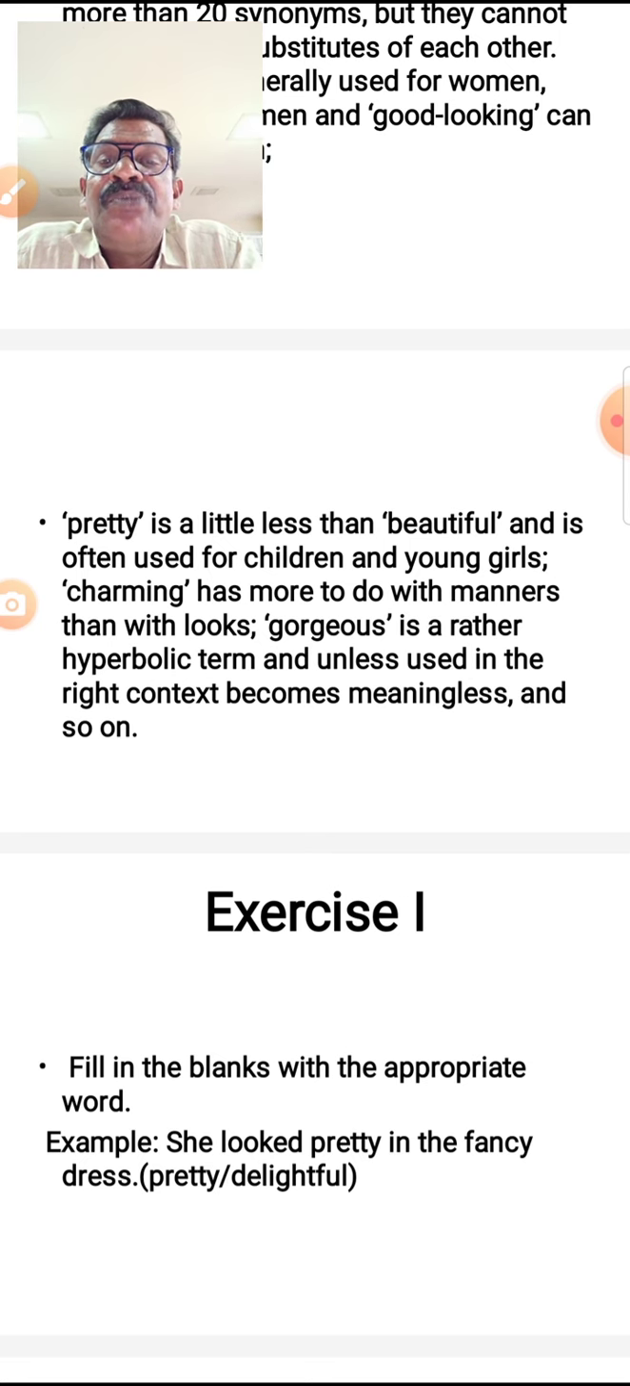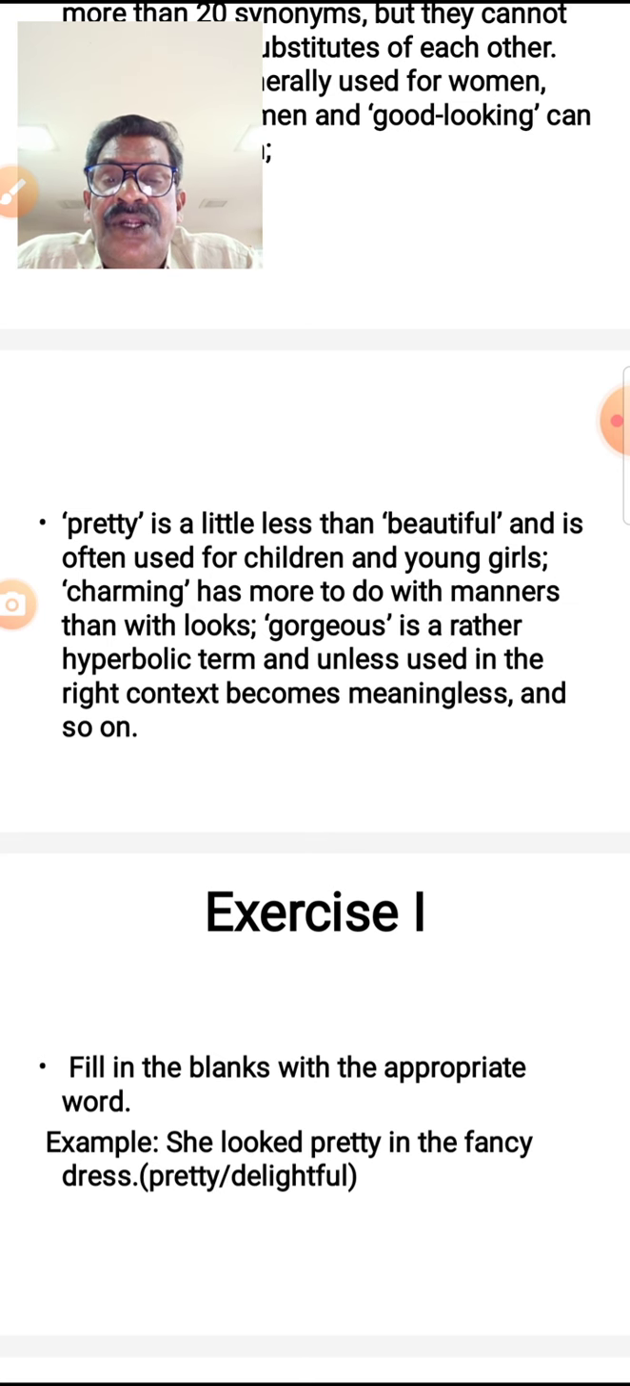Charming has more to do with manners than with looks. Charming is something different. People often get confused over here. Charming is related to manners, then looks. Gorgeous is a rather hyperbolic term, and unless used in the right context it becomes meaningless. Hyperbolic means exaggerating, completely exaggerating. So if it is not used in the right context, the word will become meaningless.